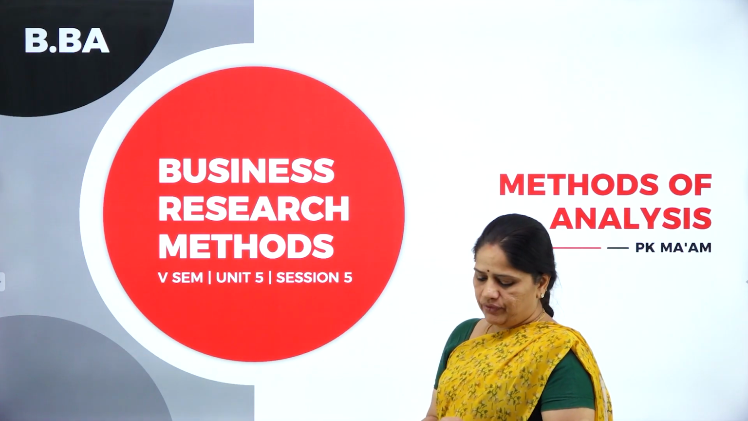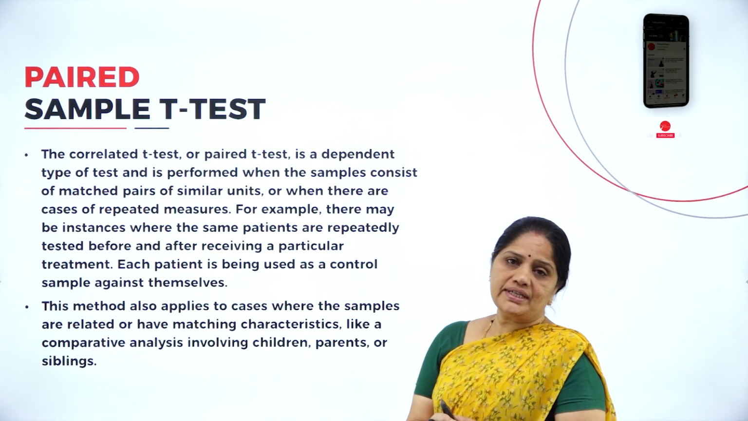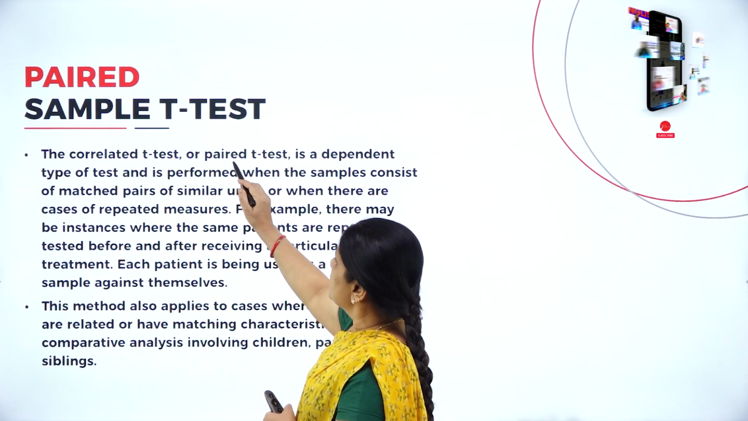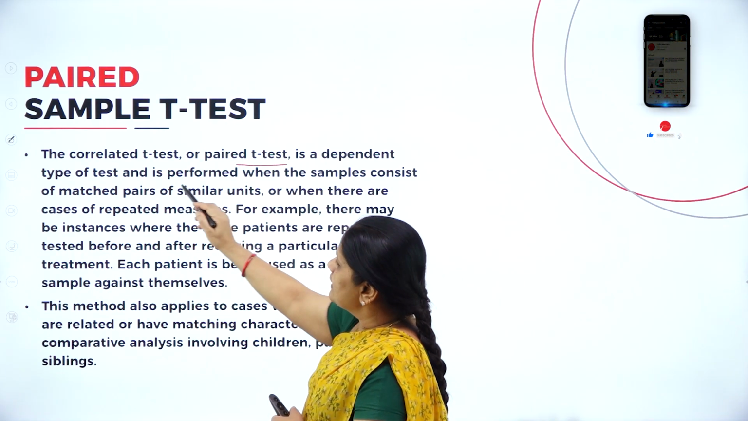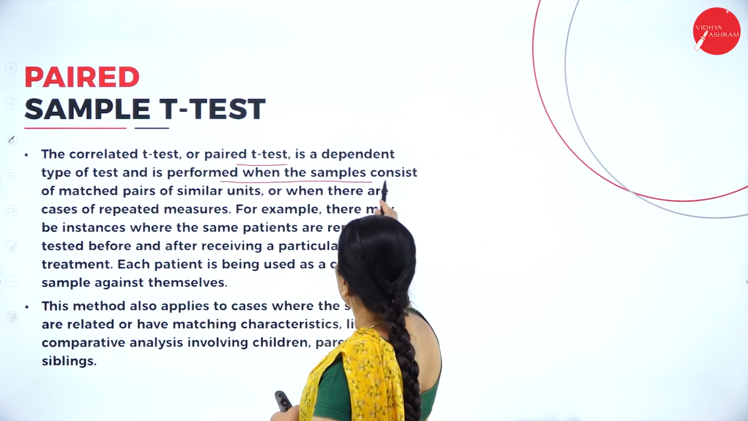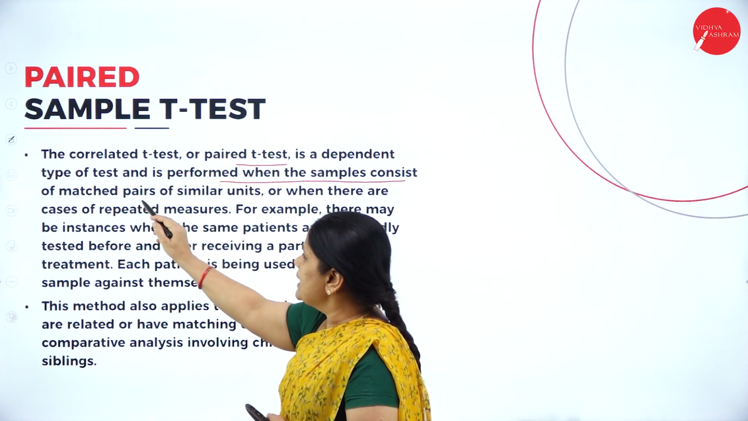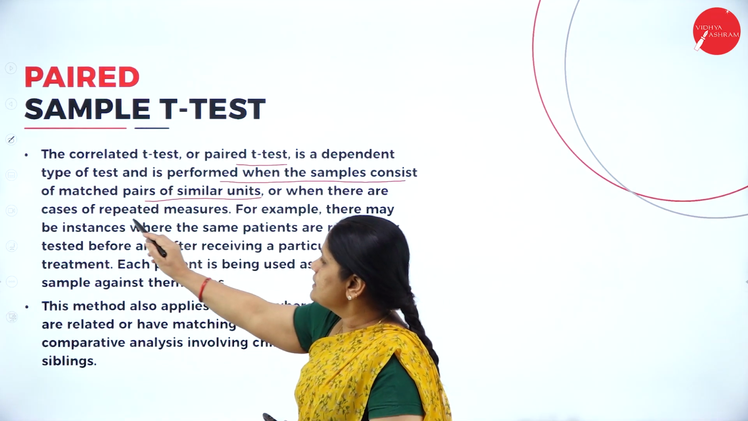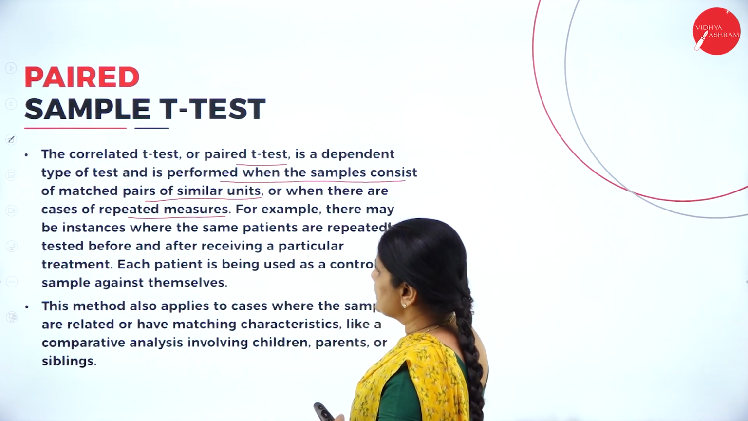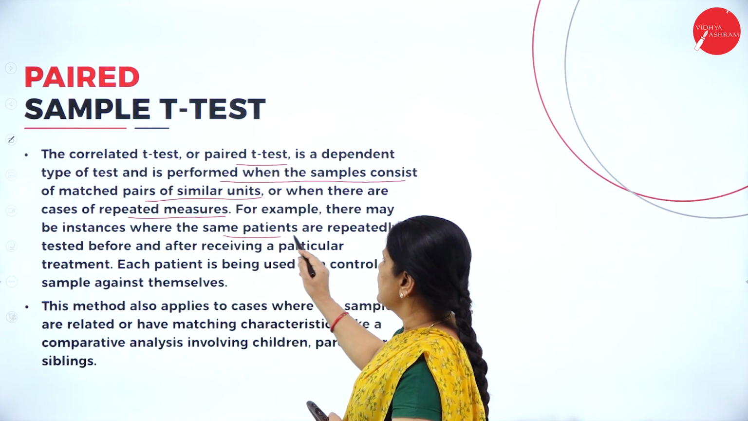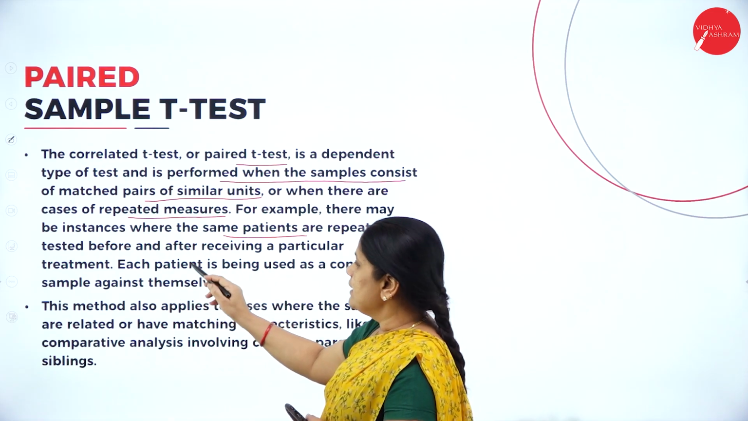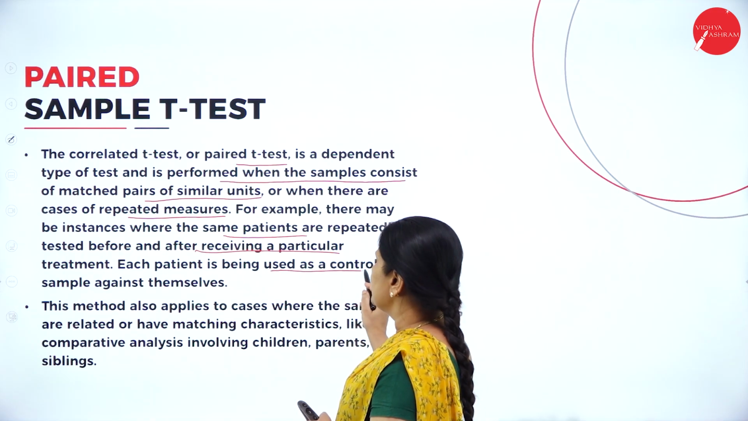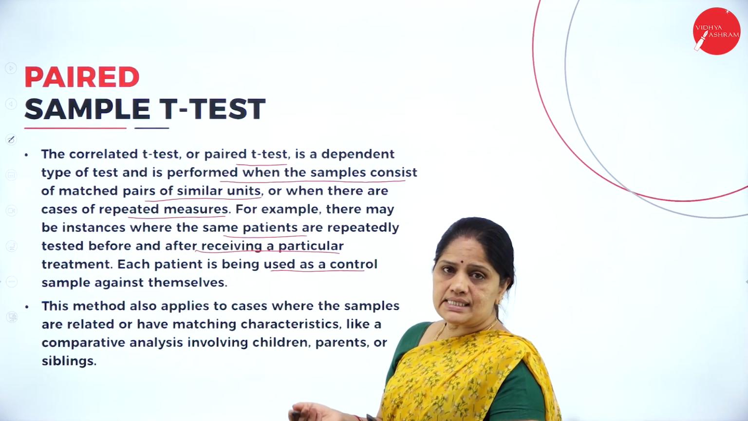In this session 5 of Unit 5, we will be having a discussion on the paired sample t-test. The correlated t-test or the paired t-test is the dependent type of test and it is performed when the samples consist of matched pairs of similar units or when there are cases of repeated measures. For example, the same patients may be repeatedly tested before and after receiving a particular treatment. Each patient is being used as a control sample against themselves.